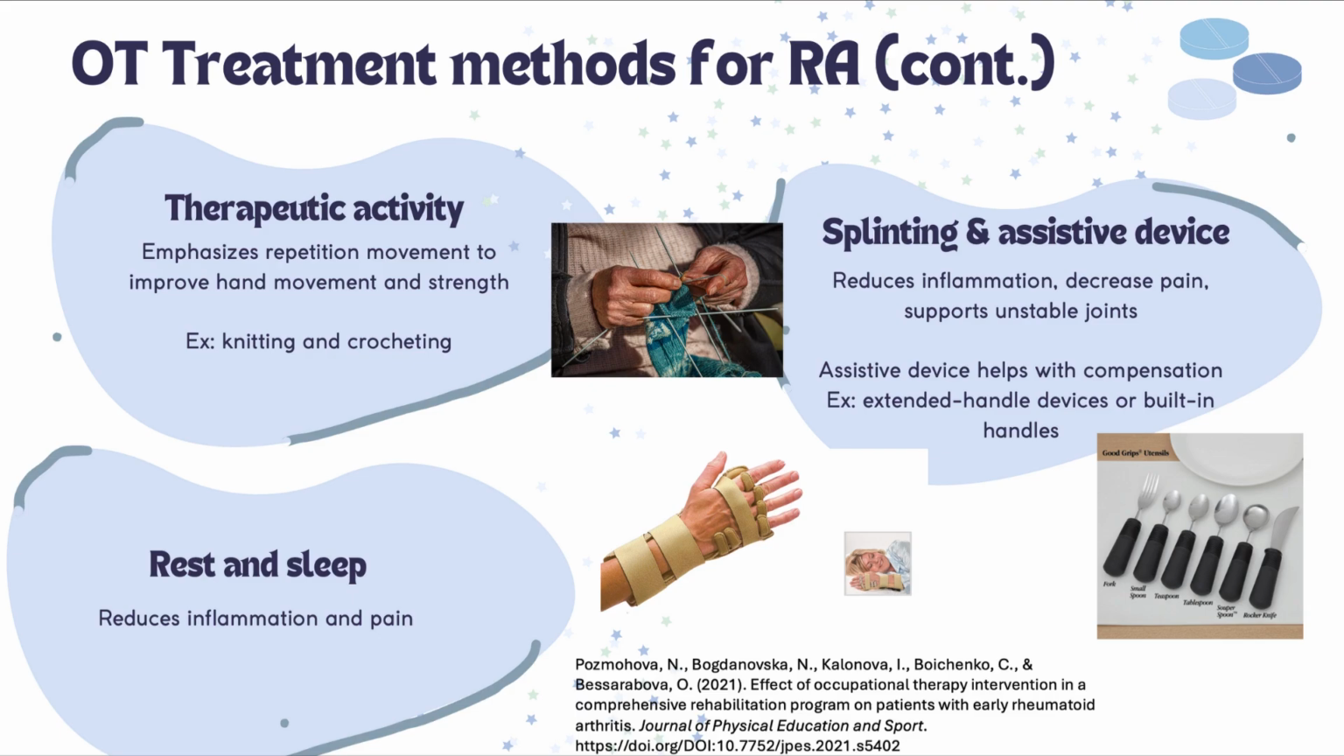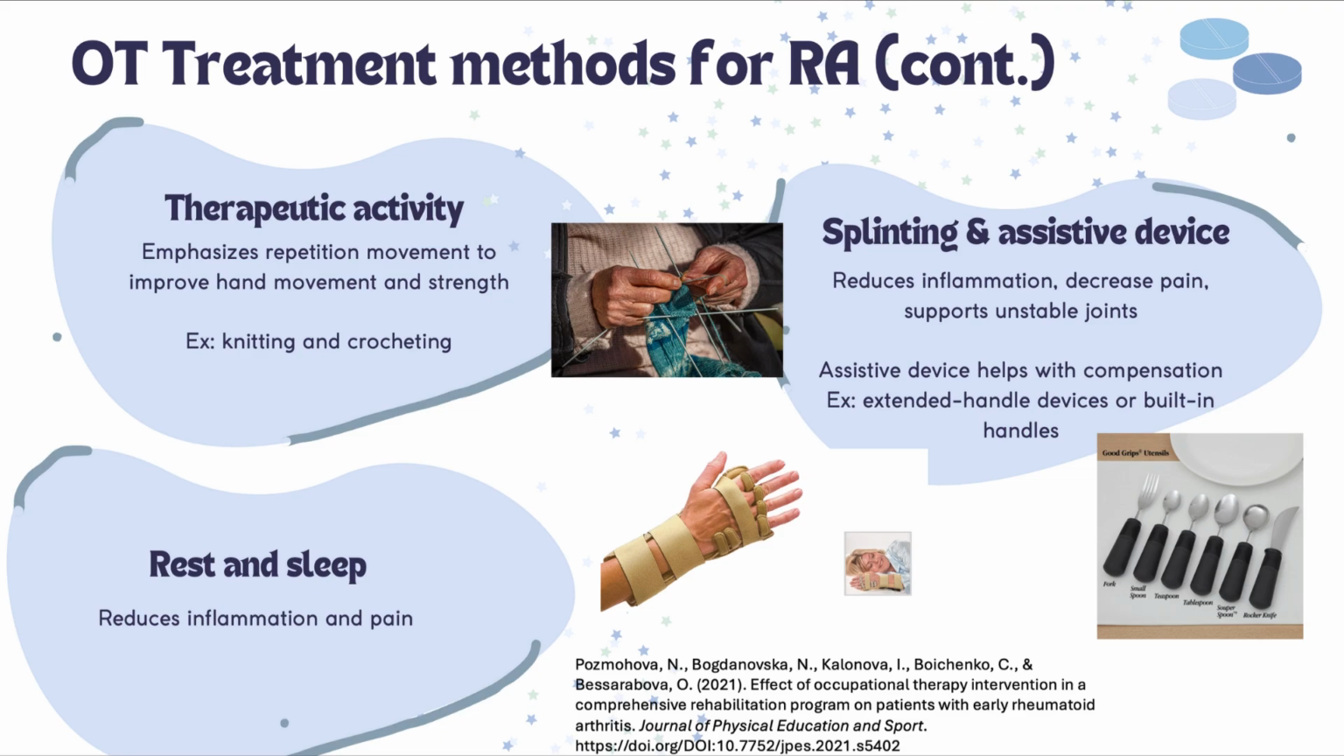Next is splinting, which can be useful to reduce inflammation, decrease pain, and it also supports unstable joints. It also provides proper positioning for joints, and helps increase range of motion. Lastly, occupational therapists are known for educating in the use of assistive devices. Assistive devices can help compensate for the loss of range of motion and strength.